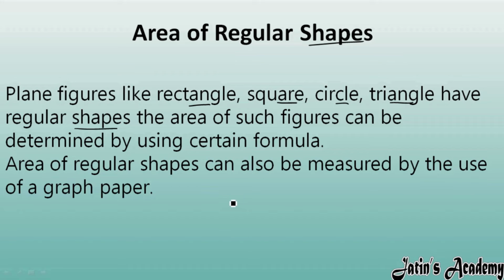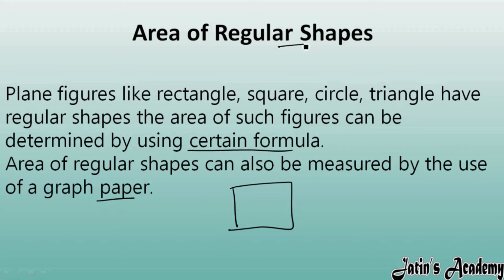Fine. So how do we measure the area of these regular shaped objects? We can measure the area by using certain formulas. Maybe you already know the area of a rectangle, that is length multiply breadth, and for a square, side multiply side. One by one we are going to study the areas of all the regular shapes. The area of a regular shape can also be measured by using a graph paper.